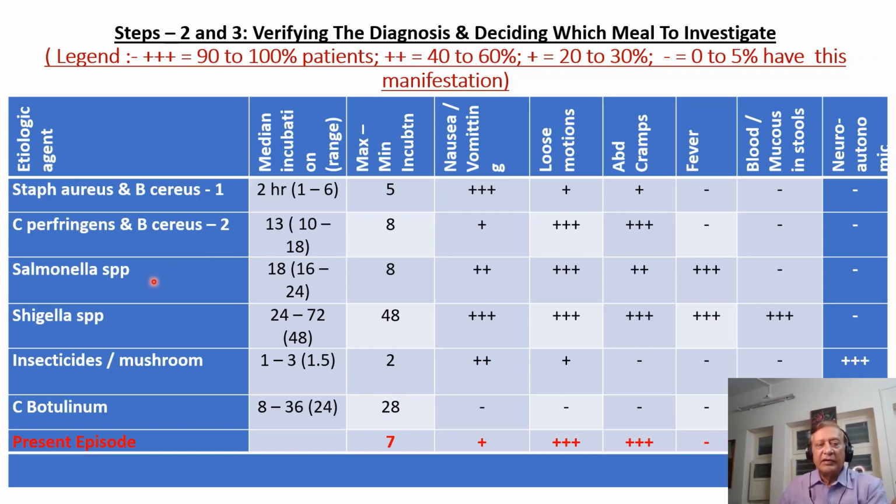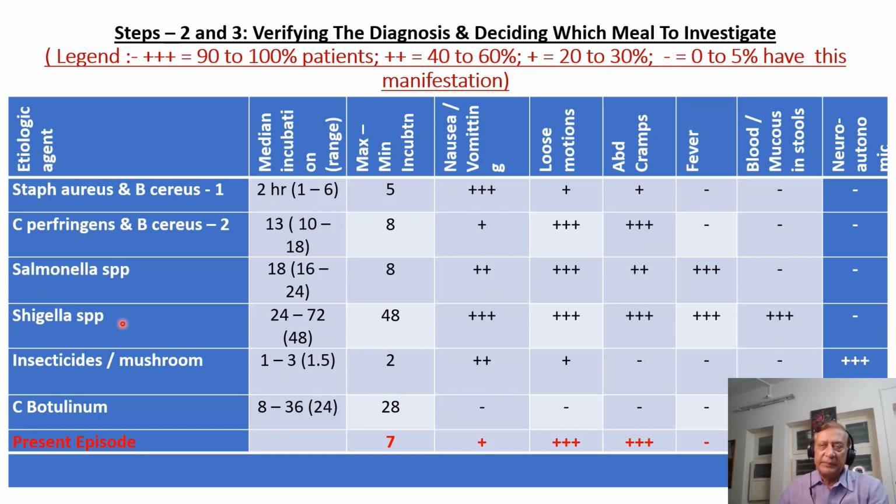On the other hand, when food poisoning occurs due to Salmonella species, which is either Salmonella typhimurium or Salmonella suis, in this case, the median incubation period is larger. It is 18 hours with a range of 16 to 24 hours. Nausea and vomiting is found in almost 50% of the cases, loose motions in almost 90 to 100% of the cases, abdominal cramps also in almost 30 to 50% of the cases. But what is very, very prominent in salmonellosis is that fever is outstanding. In almost 100%, definitely 90% or more of the patients will show fever, and other symptoms are not there.